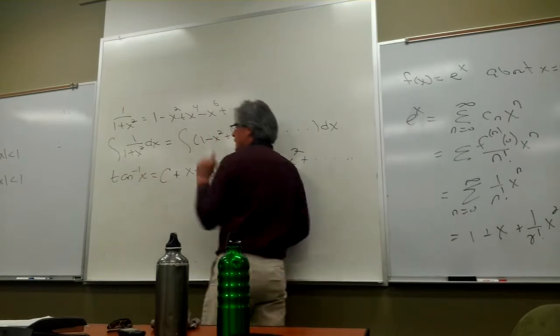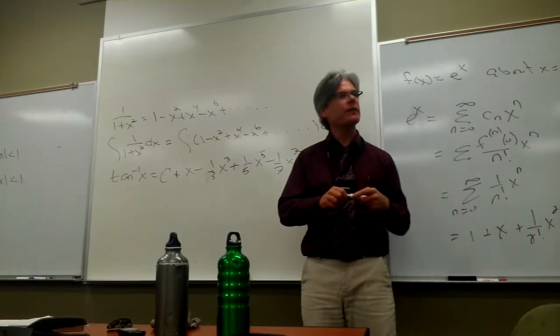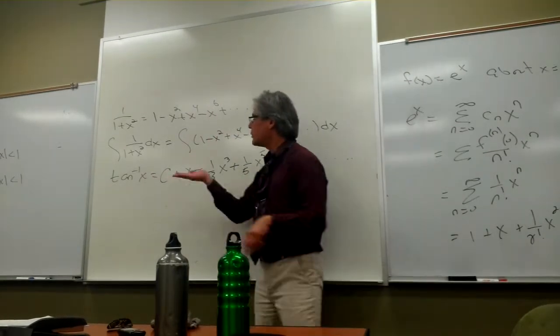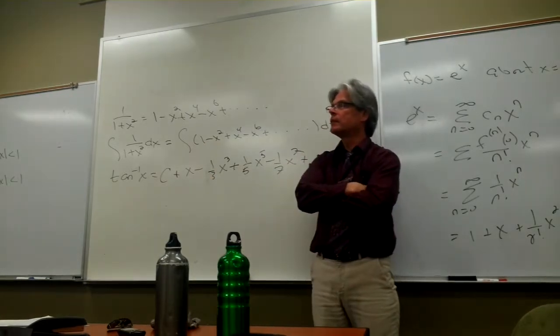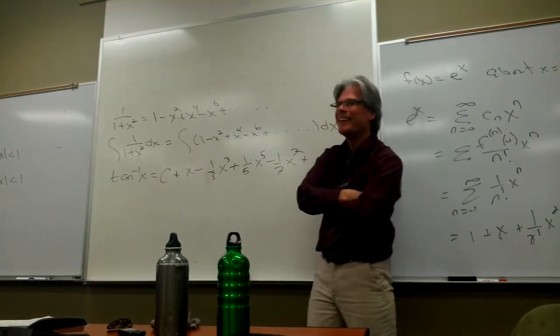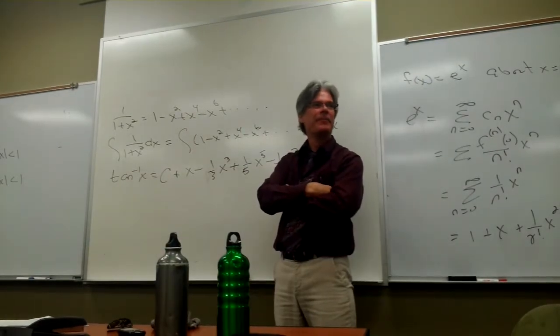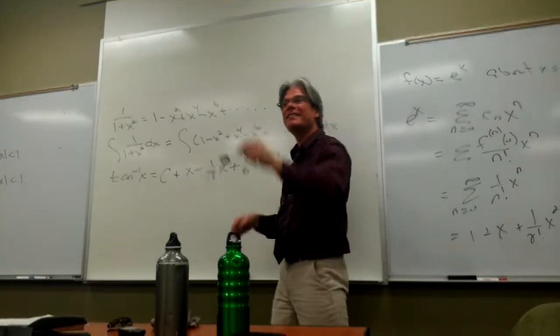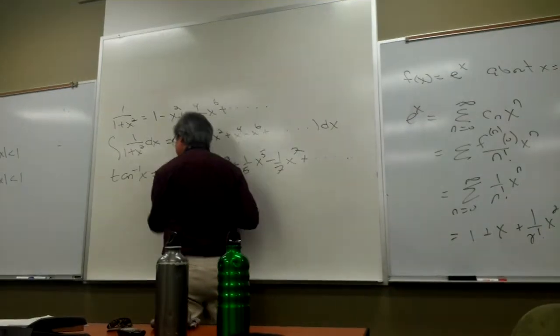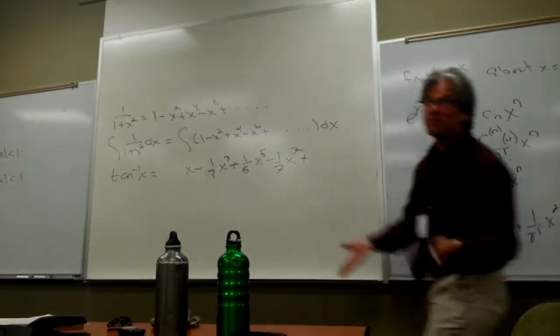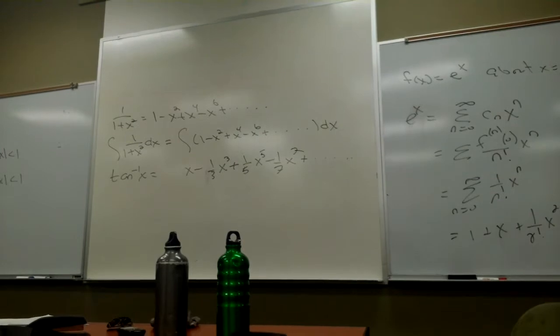But to find the value of that constant, can I plug 0 for x? On the right-hand side, what do I get when I plug 0 for x? C. And on the left-hand side, what's the tangent of 0? 0. Yes, it's 0. So in the end, I guess I didn't make a mistake, but I gotta consider what the constant is.